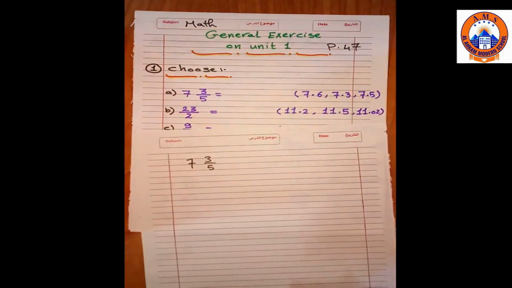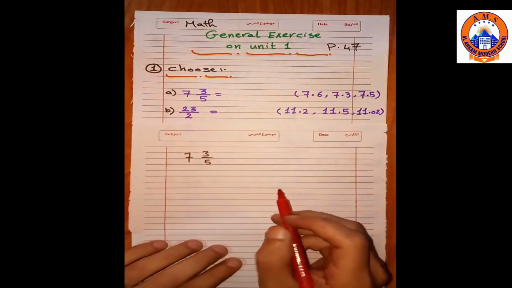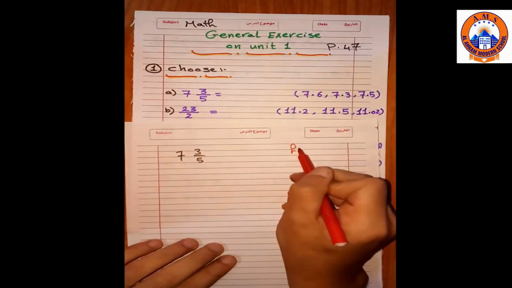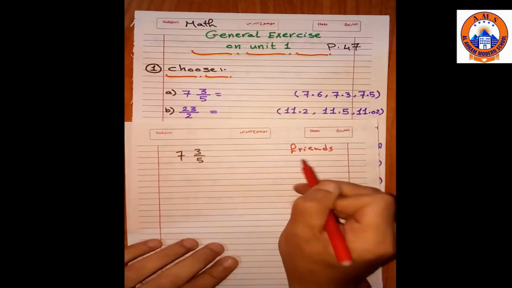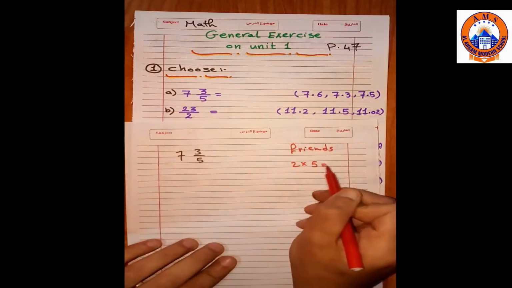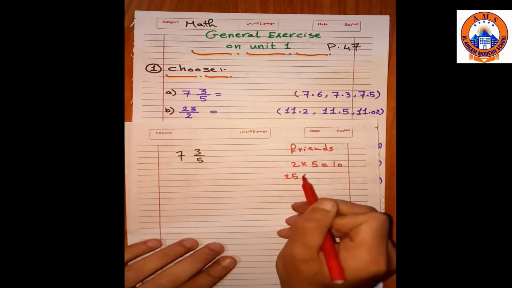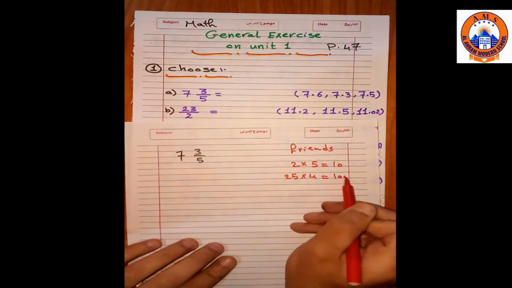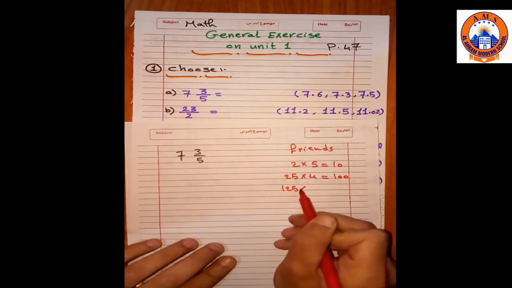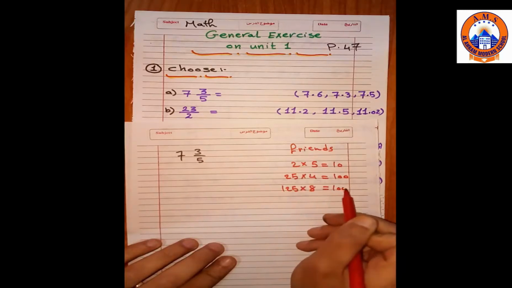To change from a fraction number into a decimal number, you must have a denominator with 10 or 100 or 1000. So we didn't have here a denominator with 10 or 100 or 1000, so we're gonna search for the friends. As you remember, the friends are 2 and 5 because they give me 10, and 25 and 4 because they give me 100, and 125 and 8 because they give me 1000.